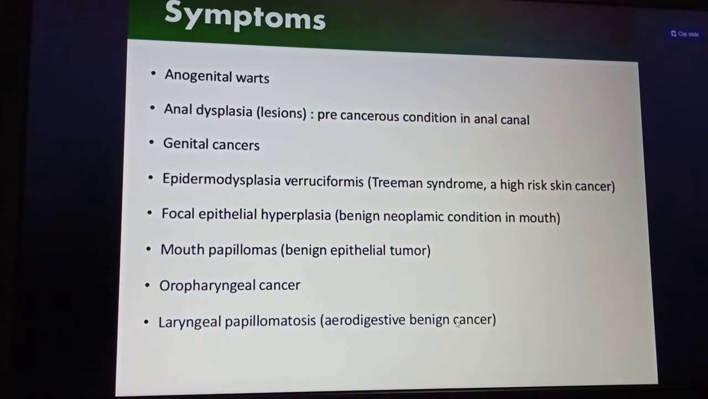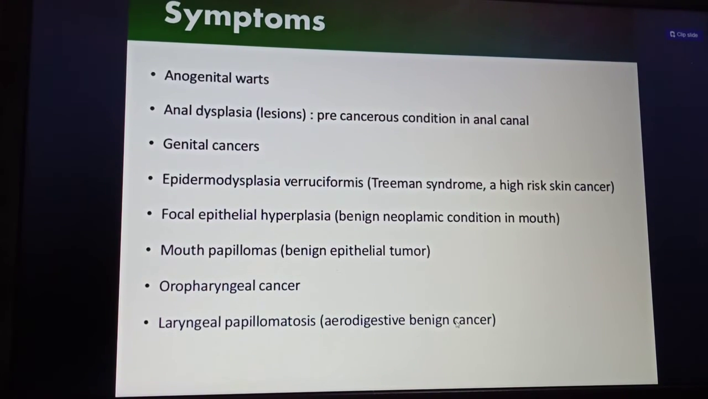The symptoms also include anogenital warts, in the anus and genital area. Anal dysplasia means a lesion of the cancerous form, and genital cancers can also occur. The next one is epidermodysplasia verruciformis, also called Tree-man syndrome. It is a genetic disorder that causes skin lesions and skin cancer, called epidermodysplasia verruciformis.